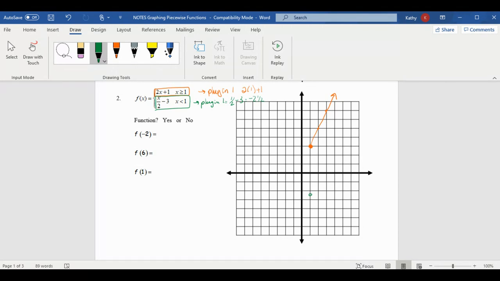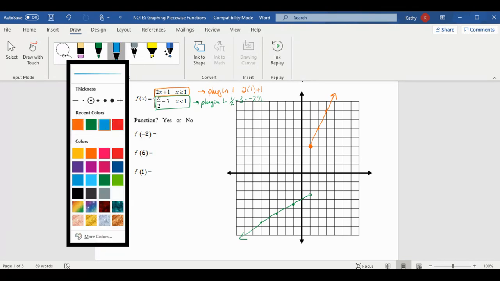Now from here, our slope is 1/2. So I am going to go down 1 over 2, down 1 over 2, down 1 over 2, and you can keep going if you want. Connecting these points, that is the second piece. So our x over 2 minus 3 traveling up to 1. This is our value of 1.